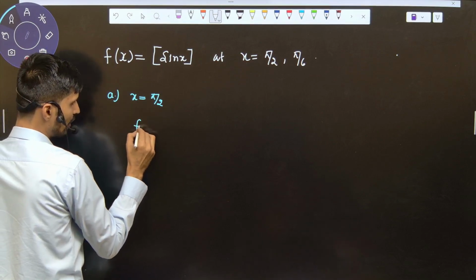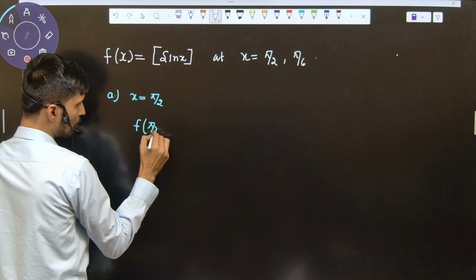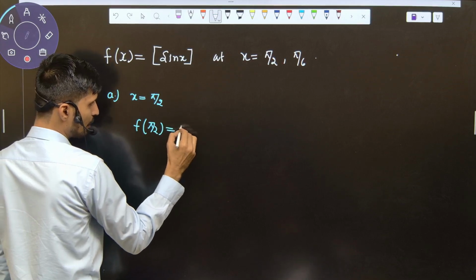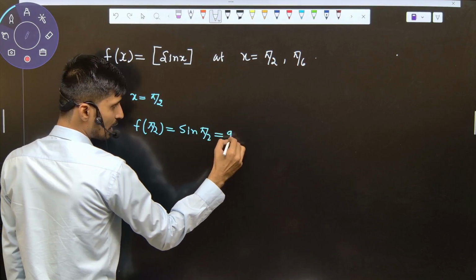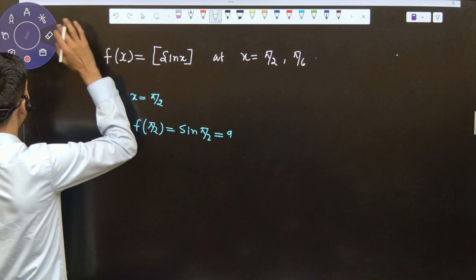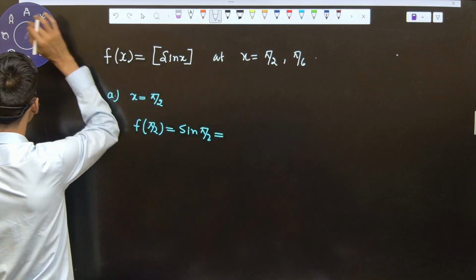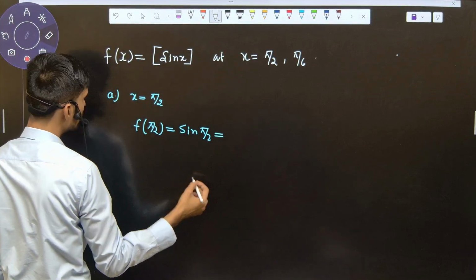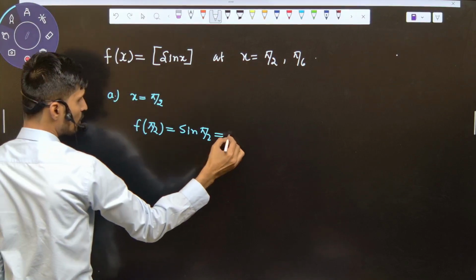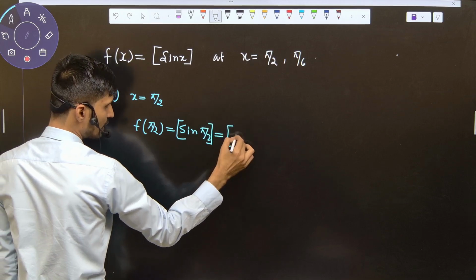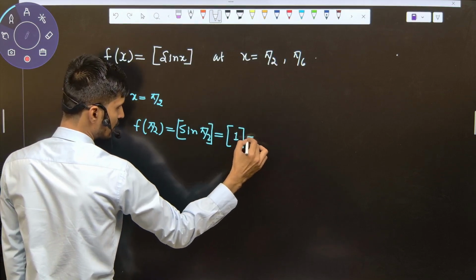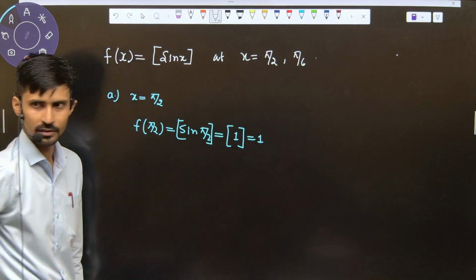So first of all, I will find f of pi by 2 and that will become greatest integer of sine pi by 2. And sine pi by 2 is sine 90 degree. It's 1. Greatest integer of 1 is 1.